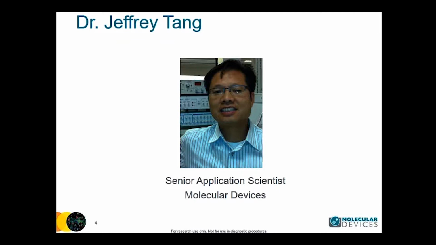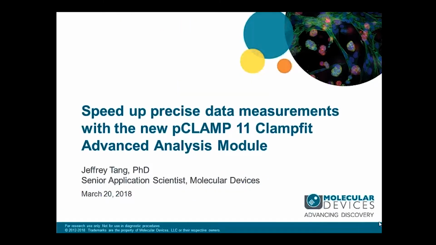Jeffrey received his PhD degree in molecular physiology and biophysics from Vanderbilt University and held postdoc positions at UC Berkeley and UCSF. His research interests include investigating the modulation of calcium channels by metabotropic glutamate receptors, studying the role of NR2B containing NMDA receptors in alcohol addiction, and researching the mechanism of synaptic plasticity in striatum. And now I will turn it over to Jeffrey.